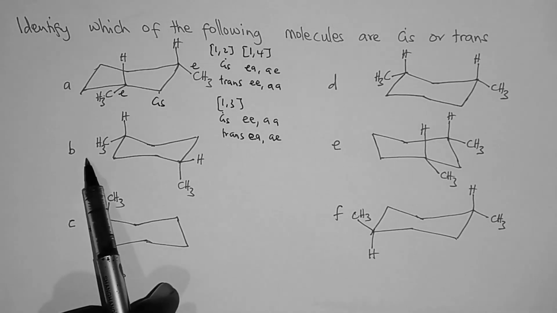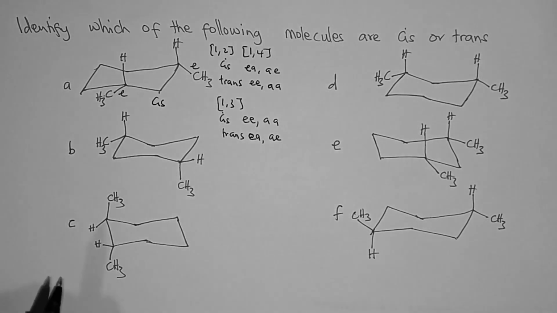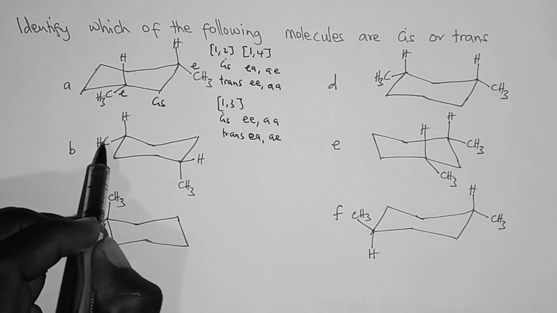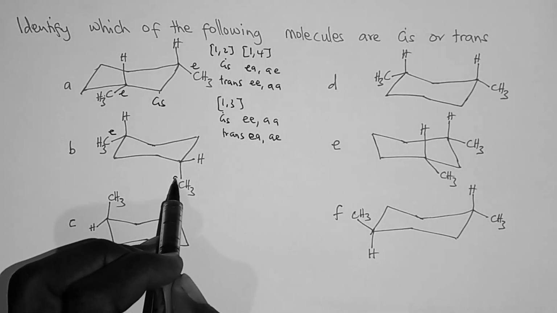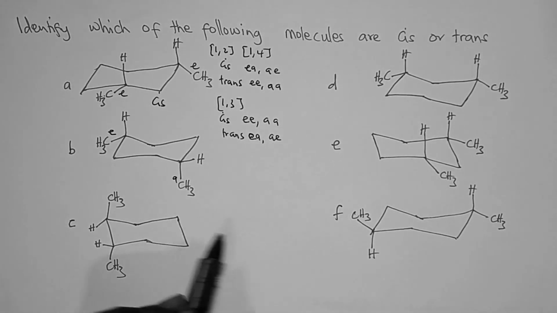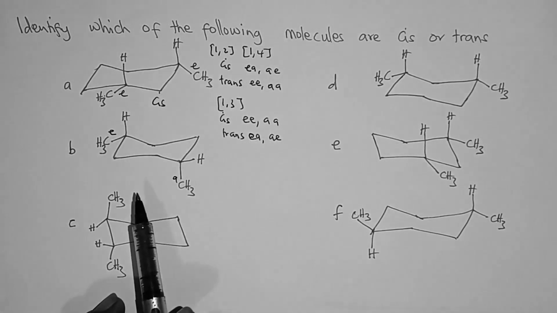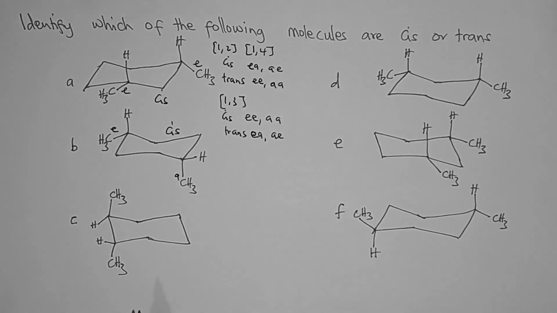Now let's come to the B part. The B part is a 1-4. So 1-4, this CH3 is in an equatorial position, and this one is in the axial position. 1-4 EA. EA in 1-4 is a cis. So this is also a cis conformer.